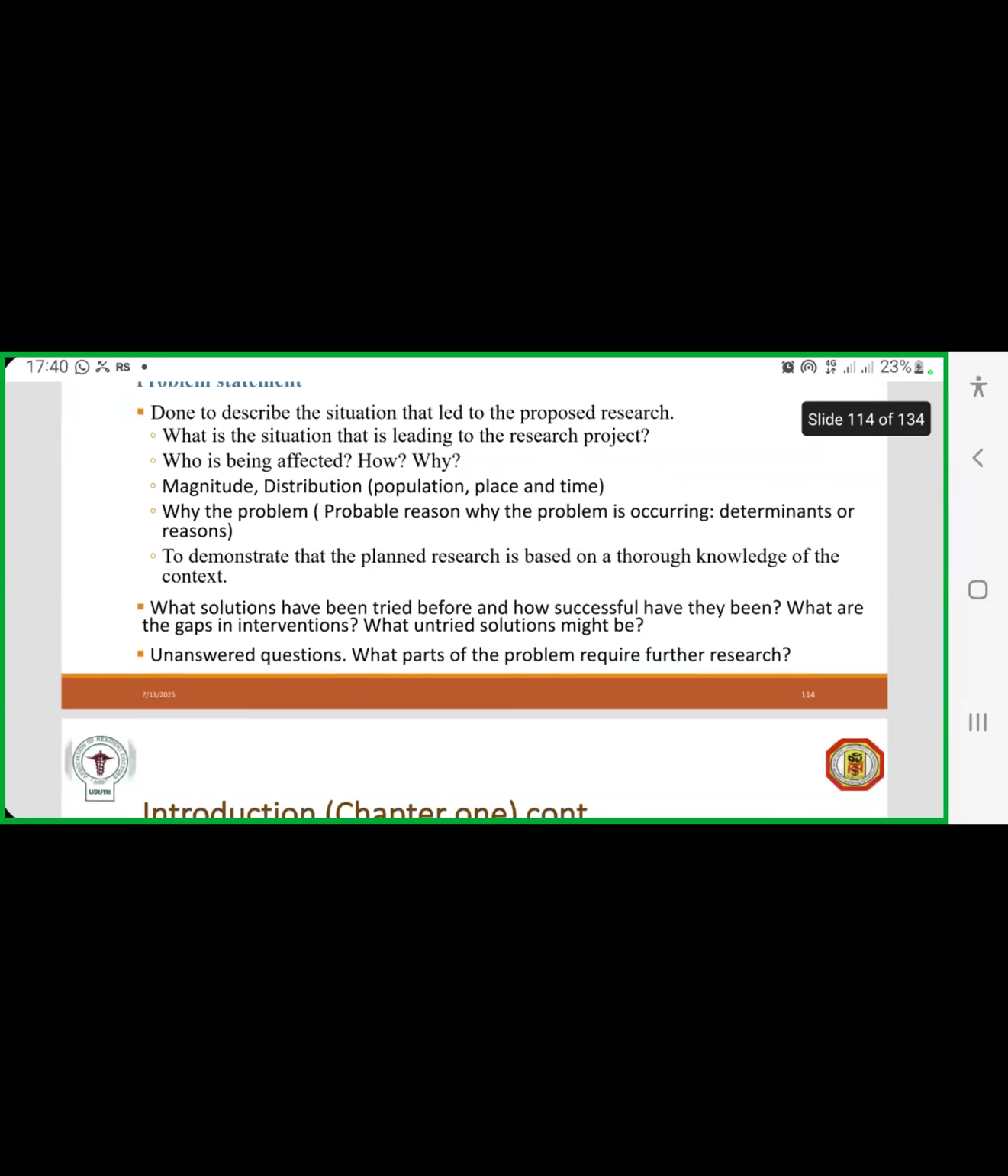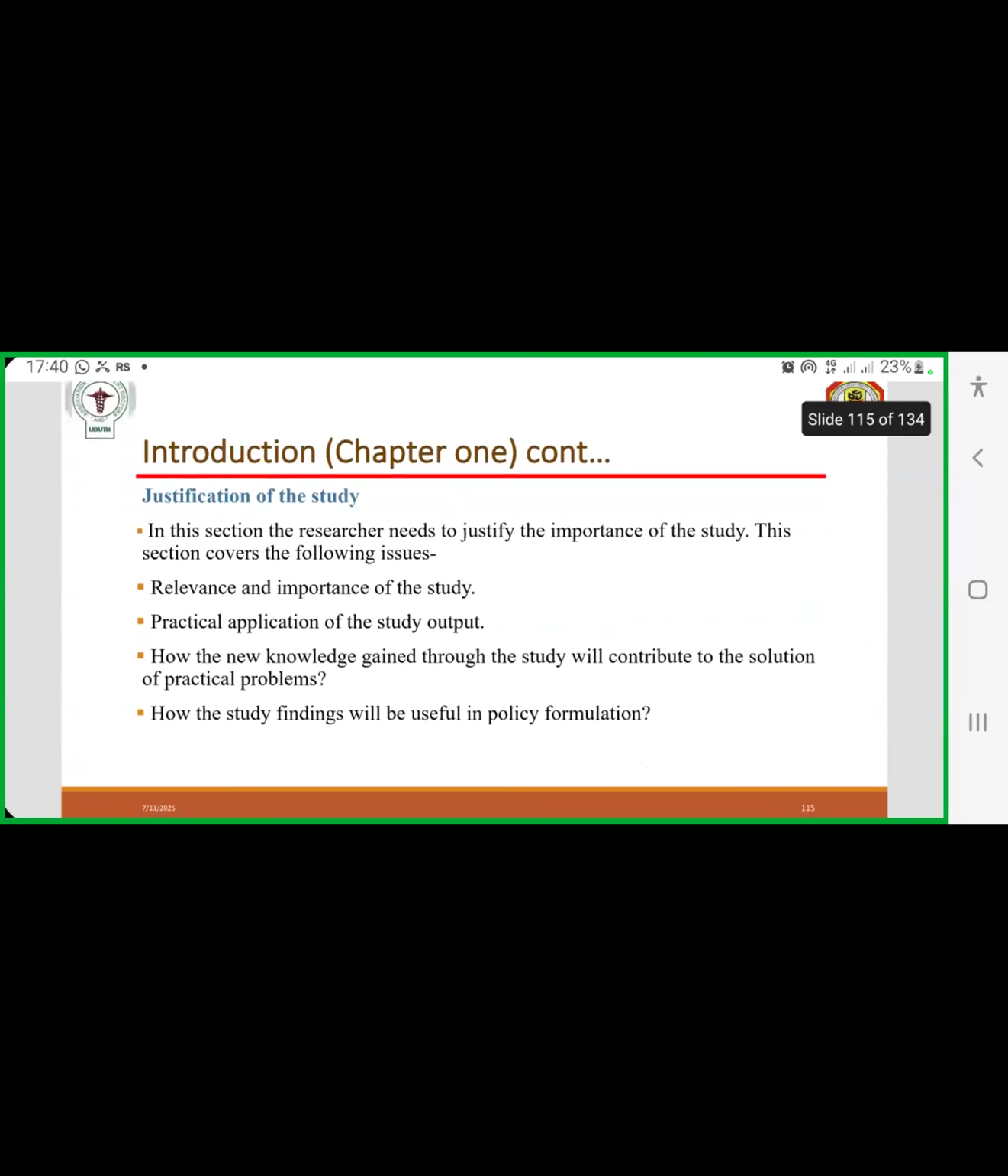Next. Next is justification. We are making many mistakes in writing our justification. Justification is to show why this study needs to be done in this area or in this environment. You can say maybe the problem has been there in the area but has not been addressed by any study, and that can be a justification of your study.